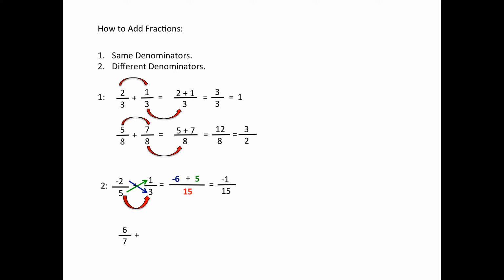Another example, 6 divided by 7 plus 5 divided by 8. Different denominators. Using the butterfly method, you multiply the denominators. 7 times 8 is 56. And now you do cross multiplication, starting from the left side on the top. 6 times 8 is 48. Plus, because you are adding, and you multiply the other one from the bottom to top, 7 times 5 is 35. And when you add, it is 83 divided by 56. And this is going to be the answer.